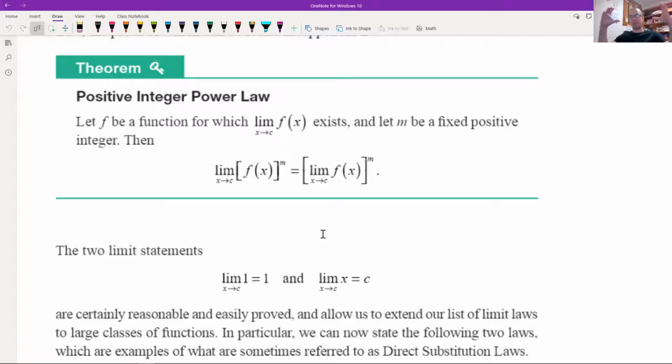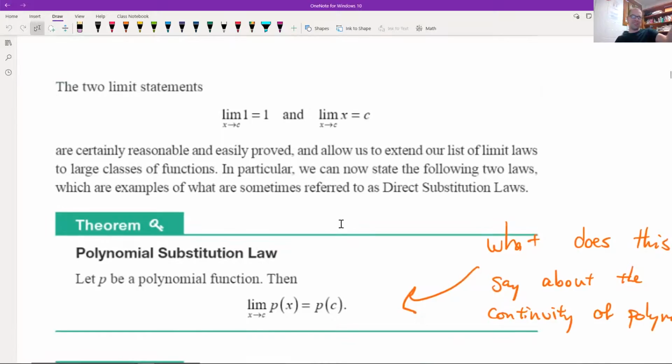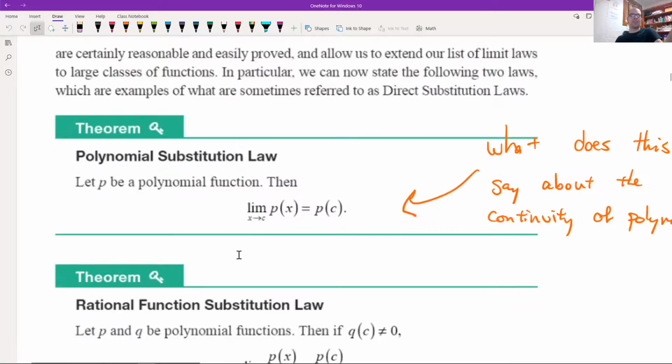But yeah, powers play nicely with limits. I guess that's the story. The limit of x approaching any number c of the function like y equals 1 is just 1. That makes sense. And then if the function's y equals x, the limit as x approaches c is c. Those are two foundational limits that we can use, substitute in, and prove a lot of other things.